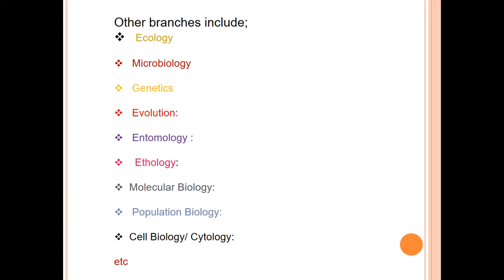Genetics deals with the study of variation and heredity. Heredity has to do with the transmission of genes from parent to offspring. We have ethology. Ethology is the study of animal behavior. Cytology, that is the study of the cell.